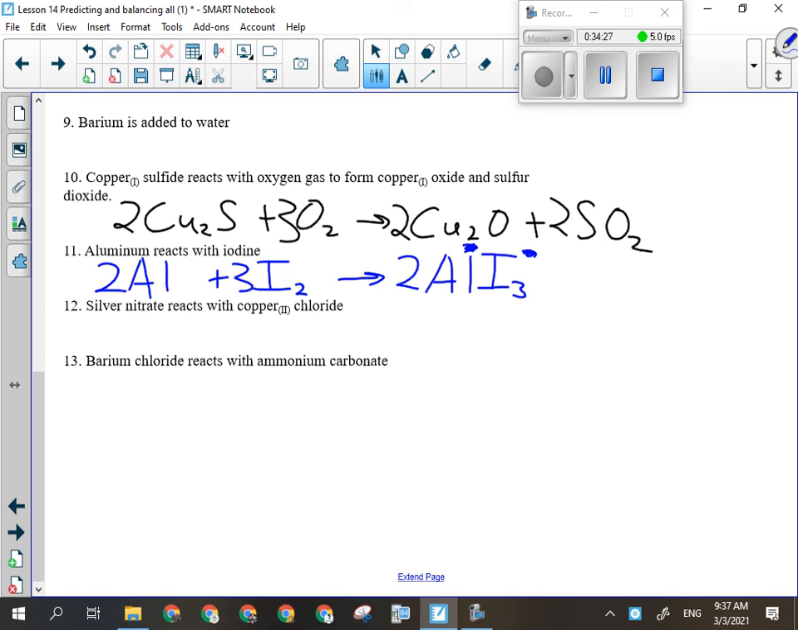All right. So number 12, I've got silver nitrate. So I've got Ag, NO3. Actually, I don't need the brackets, so I'm not going to write them. Silver nitrate, AgNO3 is going to react with copper 2 chloride. Okay, so that's the copper with the 2+ charge. Chlorine is a -1, so when I drop and swap, I'll get this.